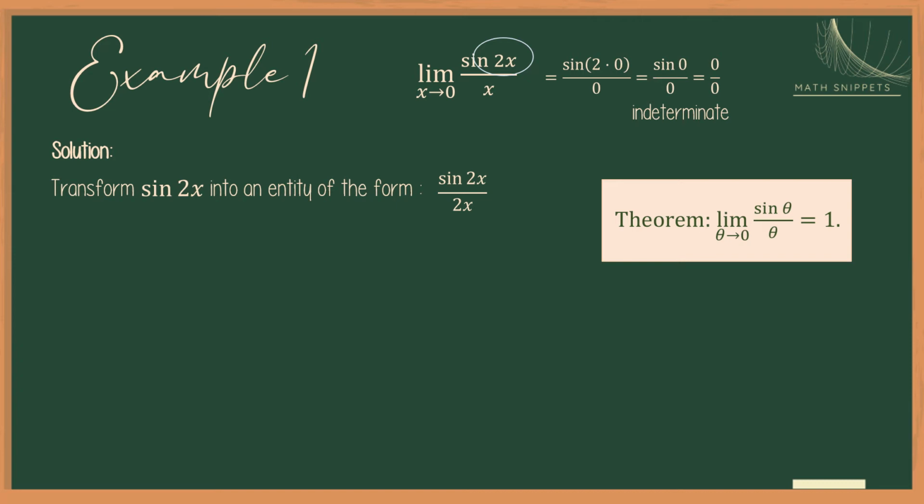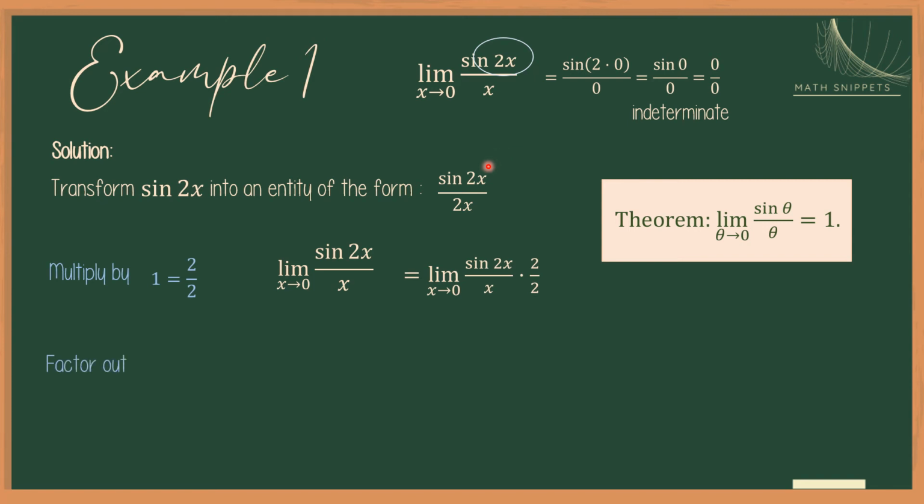So for our case, we need a 2x in the denominator. We already have an x. So what we need is 2. So therefore, we will multiply it by 1, which is equal to 2 over 2. So we have this. Okay? Now we will factor out sine of 2x from here. So the numerator, which is 2x, and then we have the denominator x times 2 or 2x.